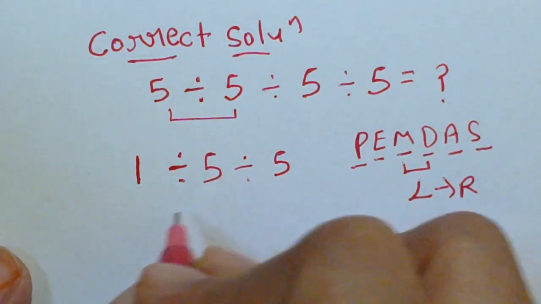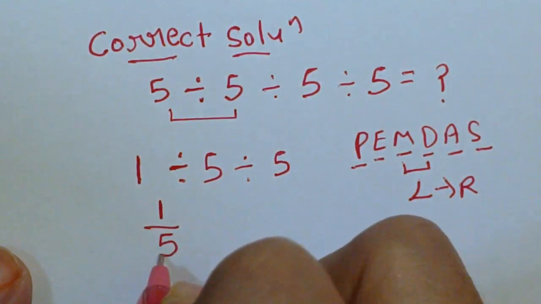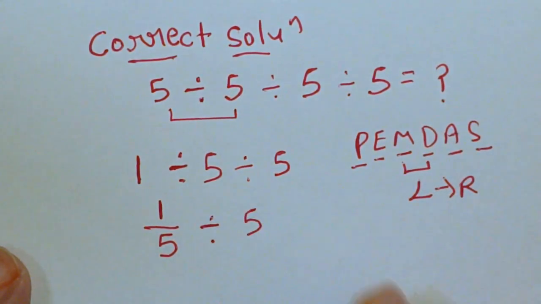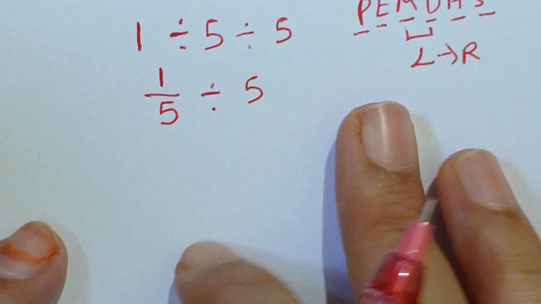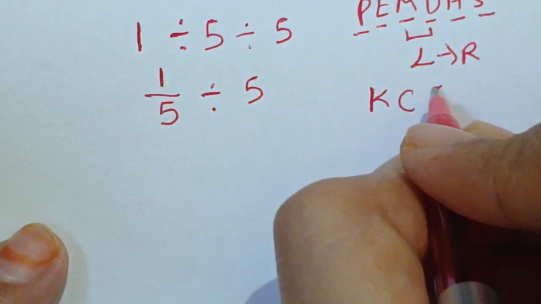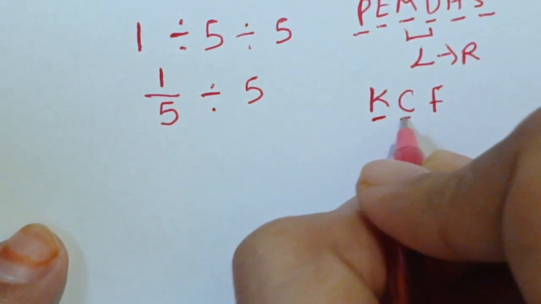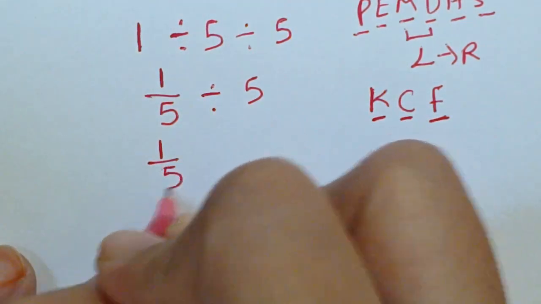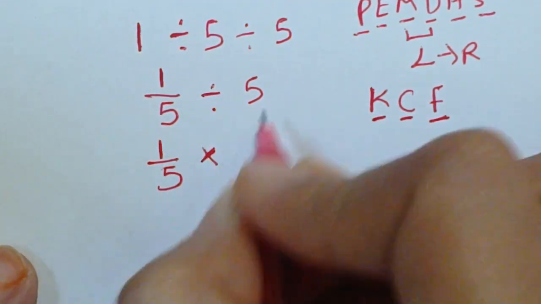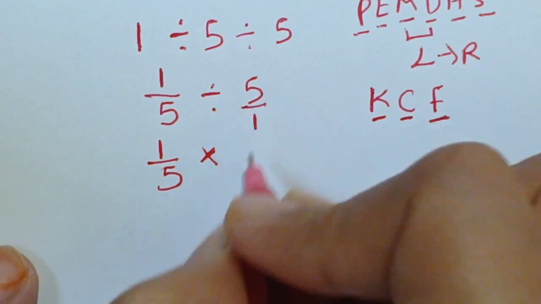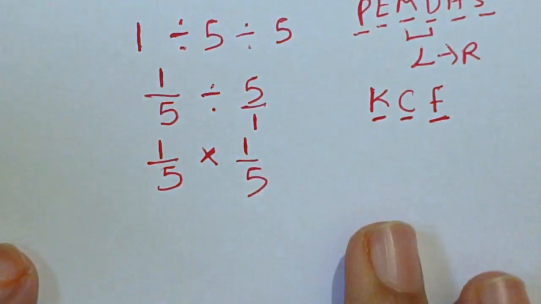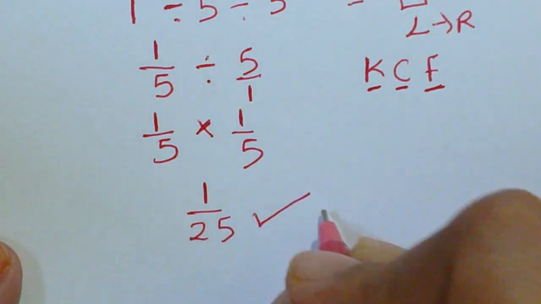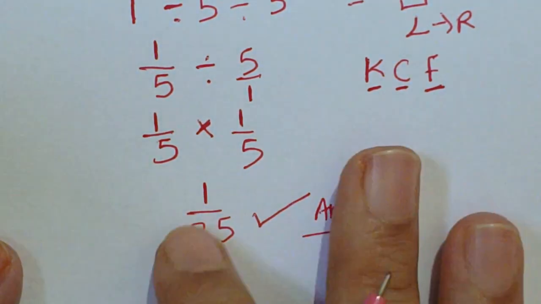Now we can write 1 divided by 5 in this fraction, then divide by 5. Now here you know the KCF rule. KCF. K means keep, C stands for change, F flip. So keep this fraction as it is, change this sign into multiplication and flip this one. So 1 by 5. So 1, 5 is 25. 1 by 25 is the correct value for this expression.